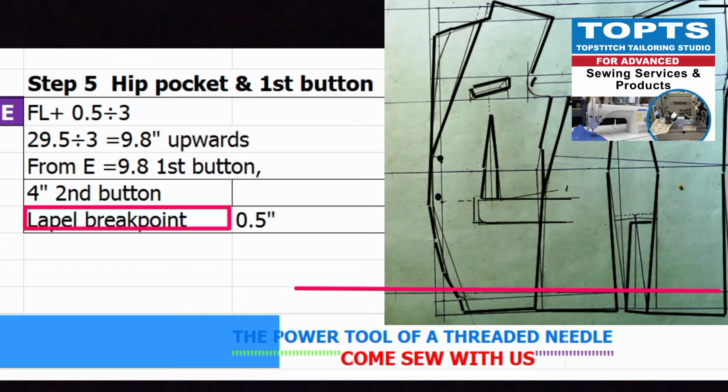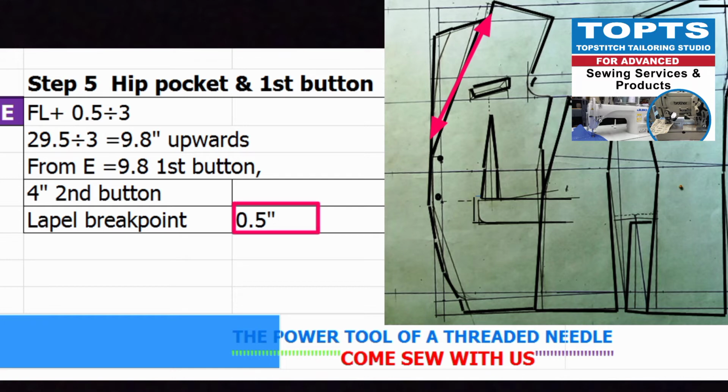Then the lapel break point. Remember, we have the lapel break point from the top, around the neck. Then we have the lapel break point from the bottom, the way you see in this diagram. You're going to go up from the second button 0.5 inches. That is all with the lapel breakpoint. That's all for step number 5.